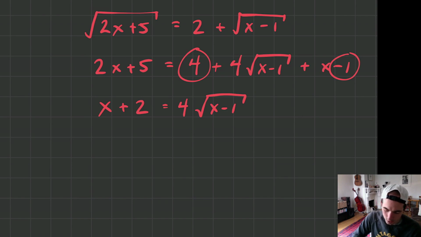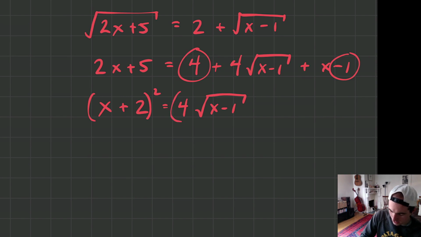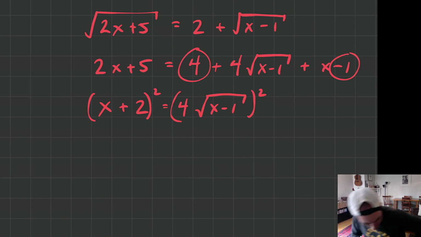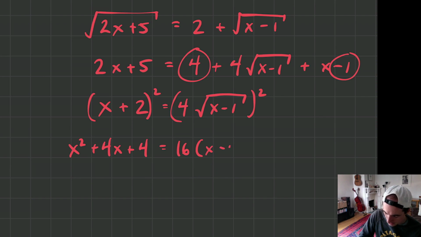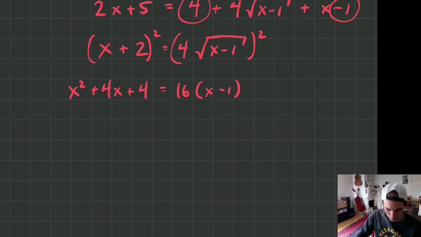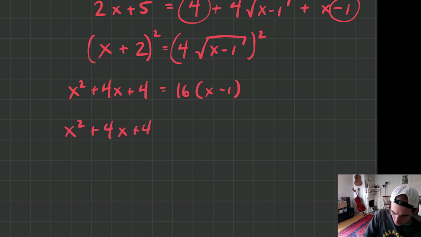Now the radical on the right has been isolated, so I'm going to square both sides again. I'm going to say this squared and then this squared. On the left I'll get x squared plus 4x plus 4 equals, and on the right I've got 16 times x minus 1. Now we're just going to clean it up and solve the quadratic and call it a day. So I've got x squared plus 4x plus 4 equals 16x minus 16.